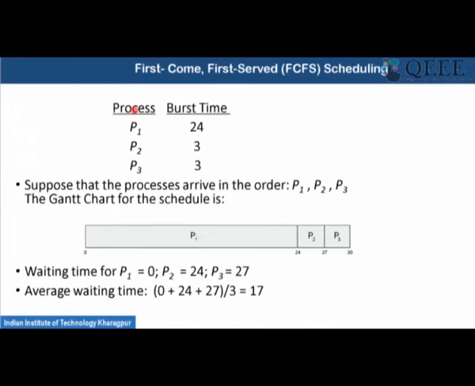For example, here we have three processes P1, P2 and P3. P1 has a CPU burst duration of 24 seconds, P2 has 3 seconds and P3 has 3 seconds. Now assume that the processes come in the order of P1, P2, P3. If you look into the Gantt chart, P1 is scheduled first, then P2, then P3, based on their order of arrival. In this scenario, the waiting time for P1 is 0, the waiting time for P2 is 24 and the waiting time for P3 is 27. So the average waiting time comes to be 17.